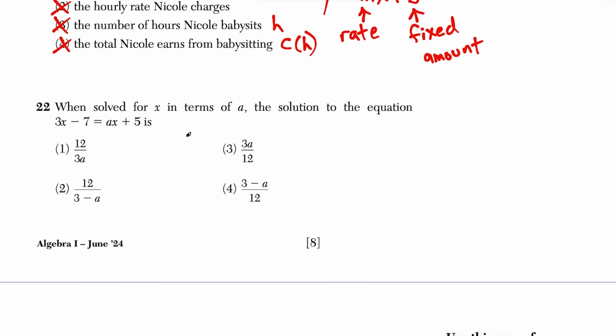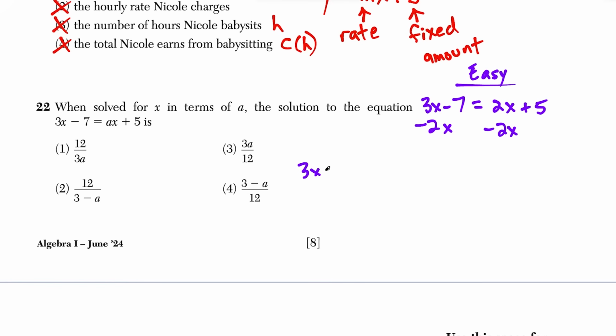Question 22, when solved for x in terms of a, the solution to the equation 3x minus 7 equals ax plus 5 is. So these type of questions could be very tricky, but I want to focus first on something easy. So if this were something easy, let's say instead of 3x minus 7 equals ax plus 5, we had something like 3x minus 7 equals, I don't know, let's just say it was 2x plus 5. Well, to solve an equation like this, you would start by doing minus 2x on both sides. So here, I'll rewrite this equation over here.